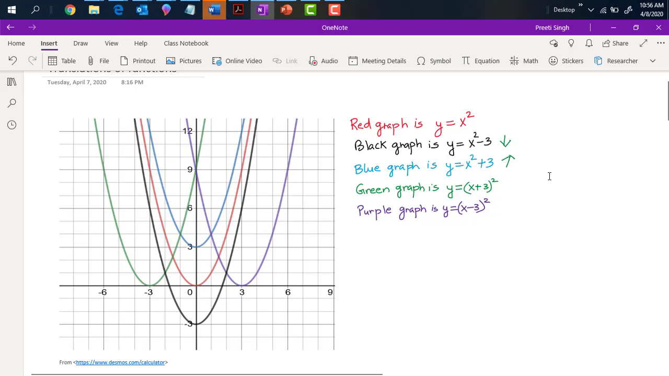Then if you just change the x, not the entire function, just change the input to (x plus 3) squared, then it moves to the left by 3 units. And if you subtract 3 from just the x value, it moves right by 3 units. So as you can see, the green graph has moved left by 3 units. The purple graph has moved right by 3 units. The black has gone down 3 units and the blue one has gone up 3 units.